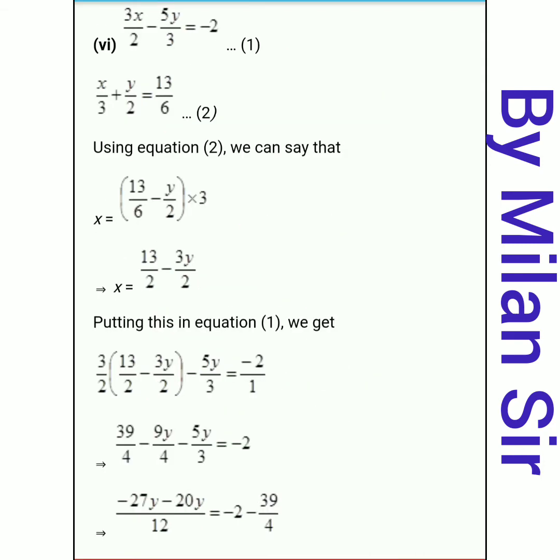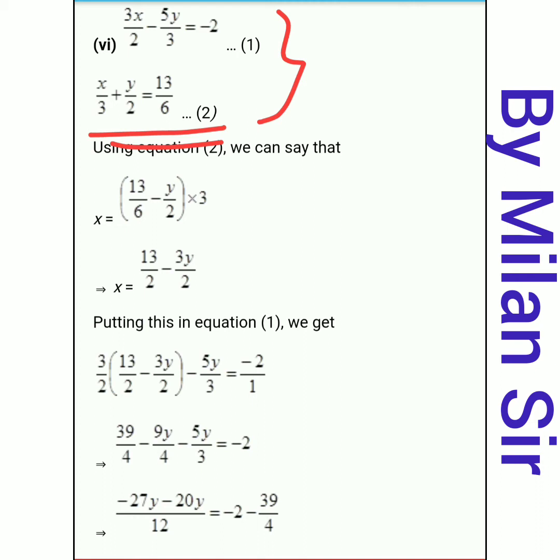Then question number 6. Here we have two equations. 3x/2 − 5y/3 = −2. Second equation, x/3 + y/2 = 13/6. So here I just select equation number 2 and I just try to find the value of x.